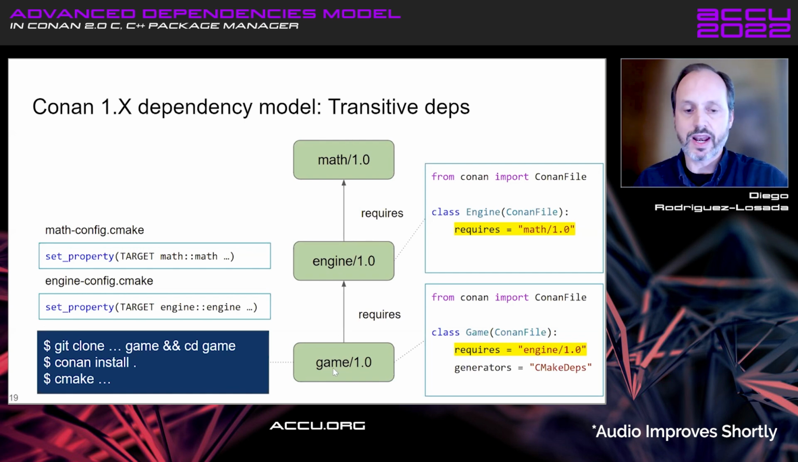And now Conan will generate two files. It will generate a CMake file for engine with an engine target, and it will generate also a CMake file for math. So game can now link with engine and the math static libraries because it needs them for being linked.